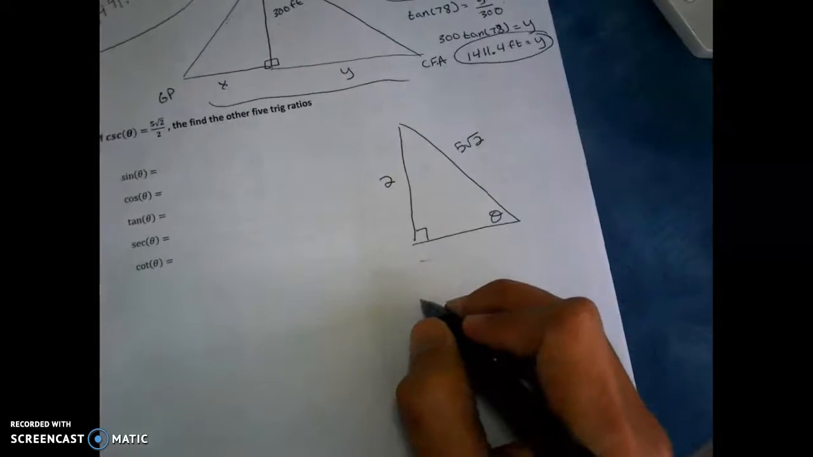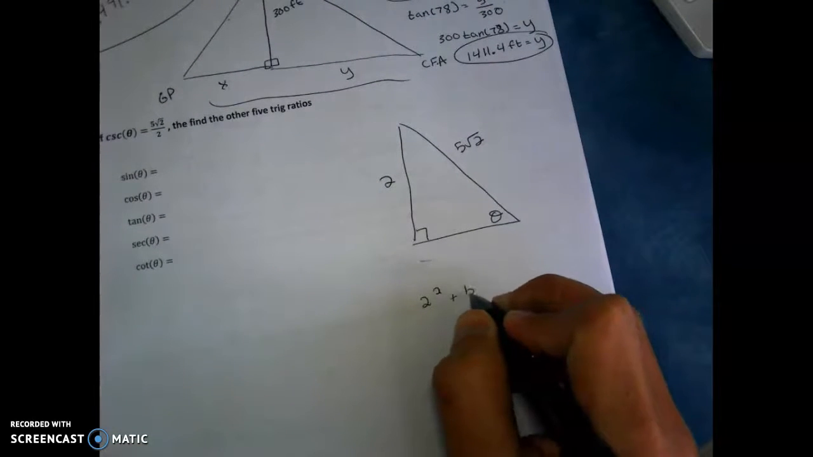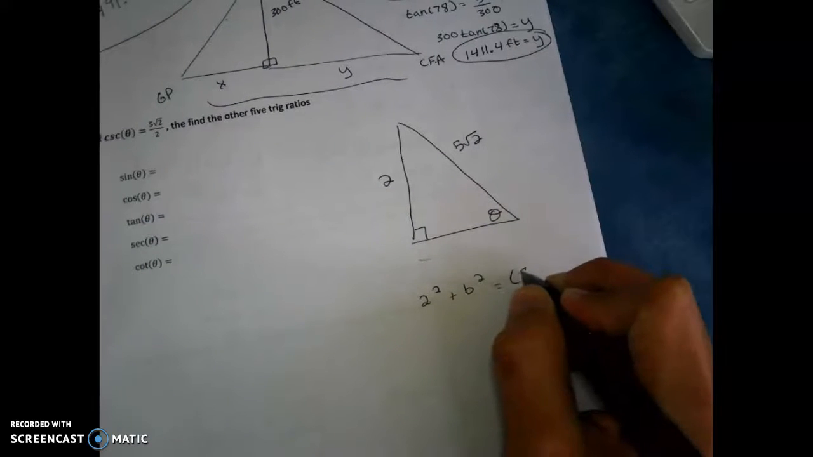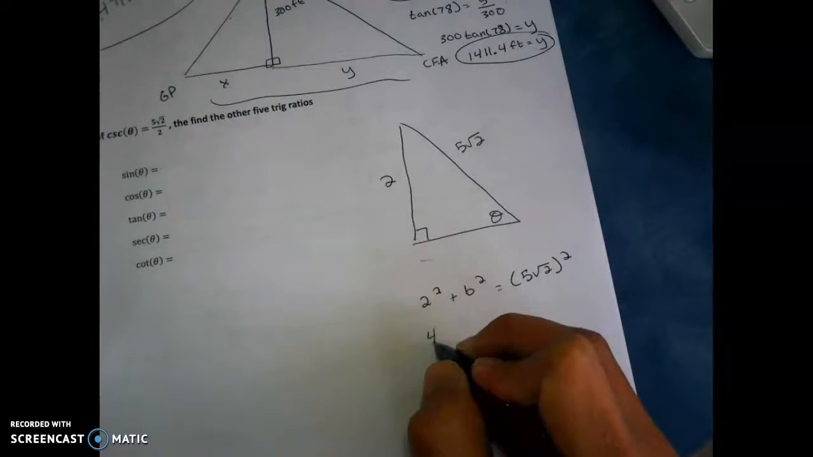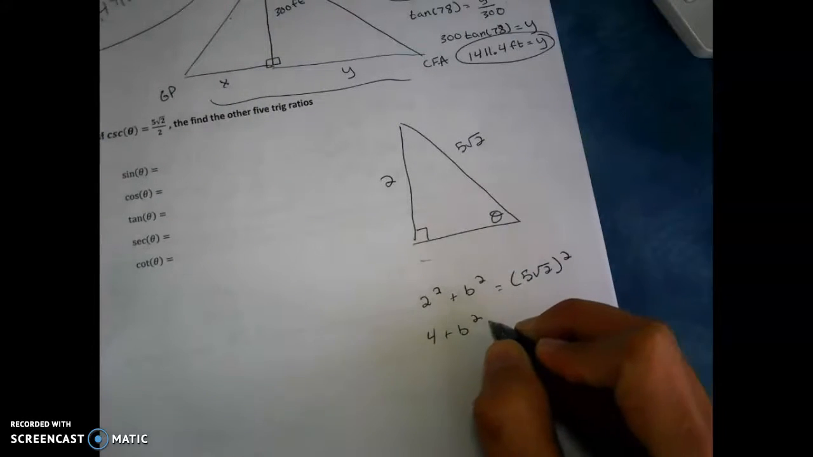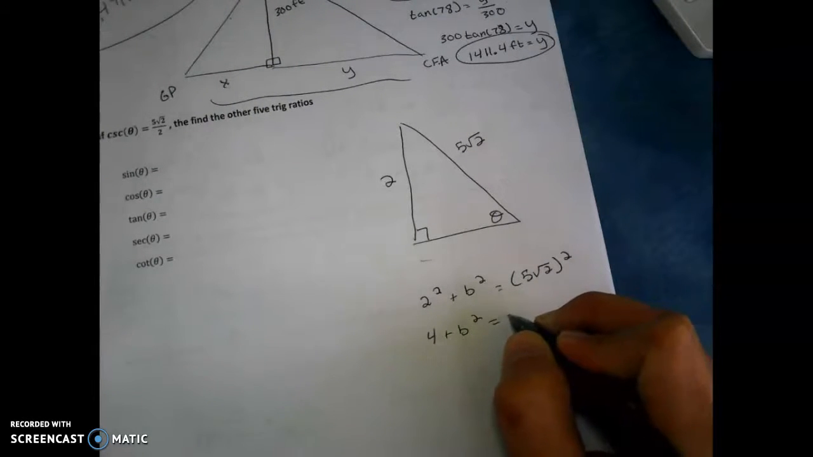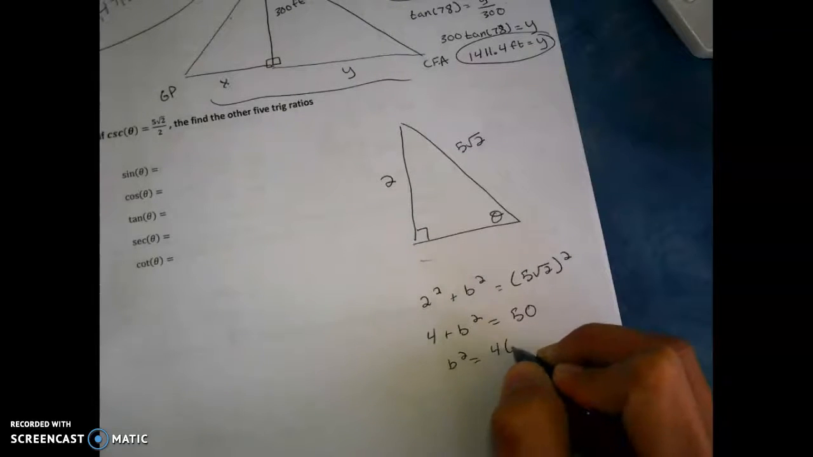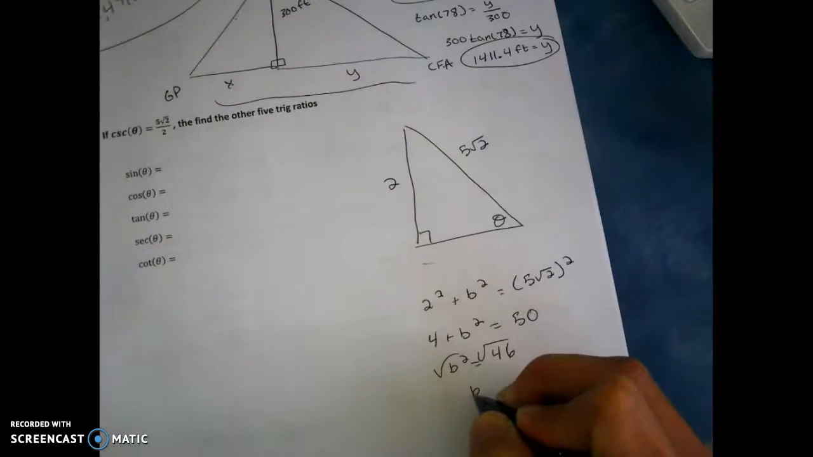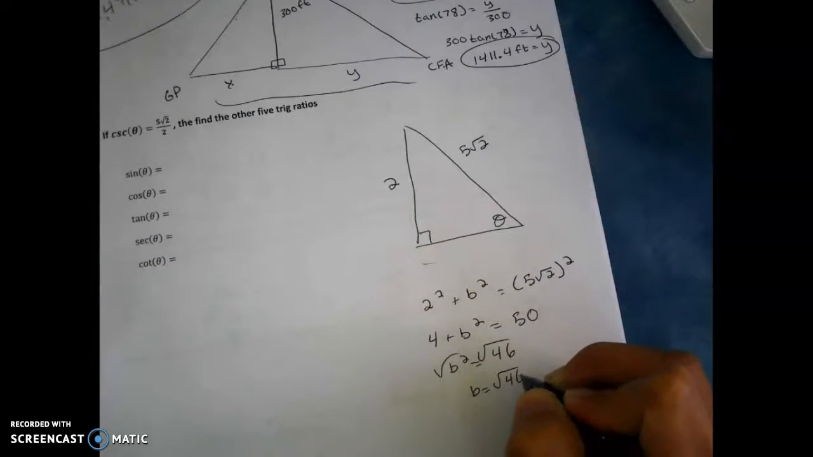So we're going to have 2 squared plus b squared is equal to 5 times the square root of 2 squared. So we're going to have 4 plus b squared is equal to, we get 50. Then we get b squared is equal to 46. Square root, we get b is equal to the square root of 46.